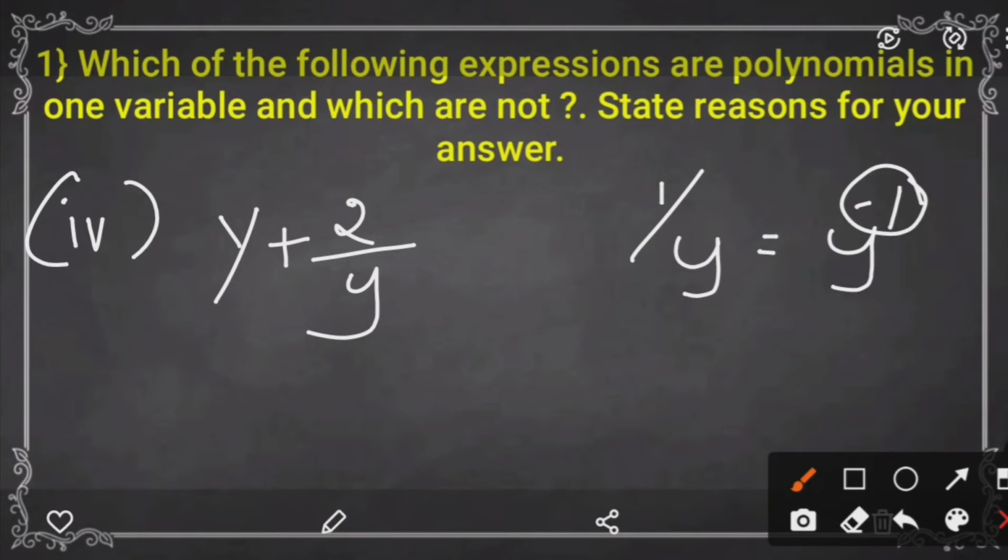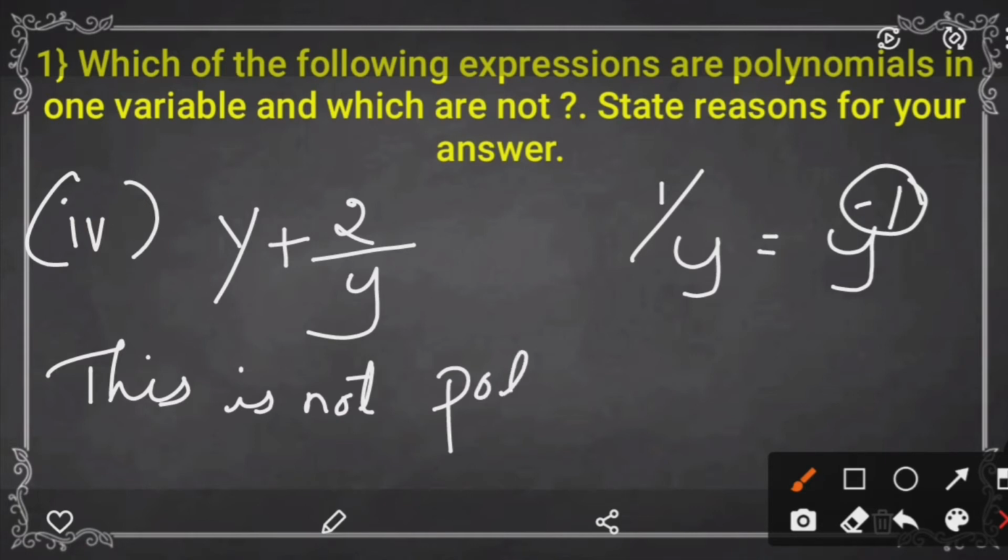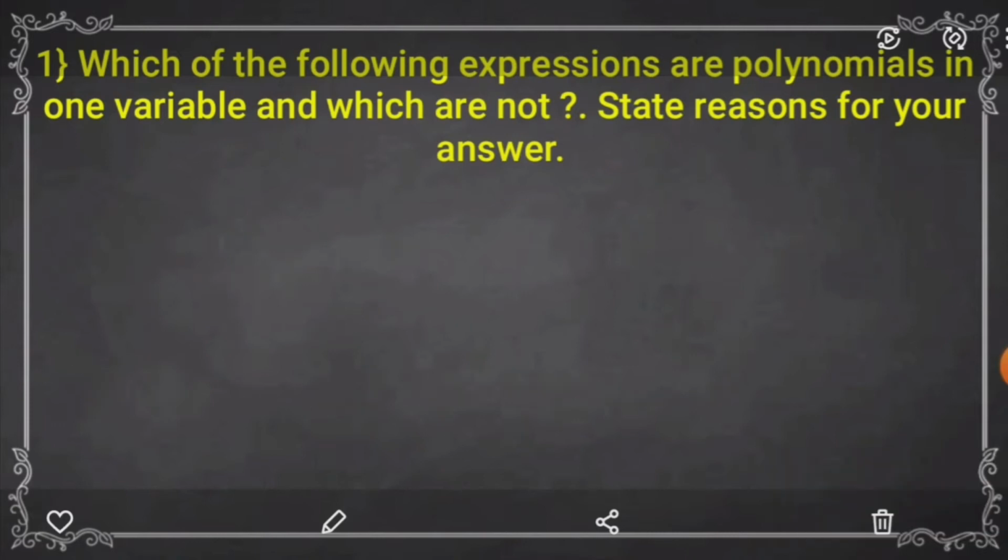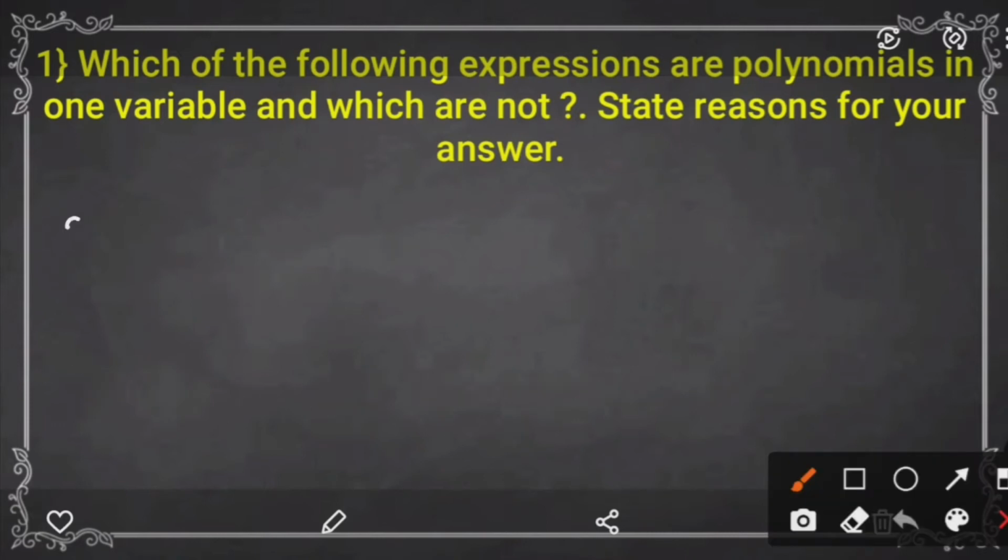You write it as the third one. So this is not a polynomial. What is the reason? Because here the power of y is a negative integer. Okay, next, the fifth one, we'll see.